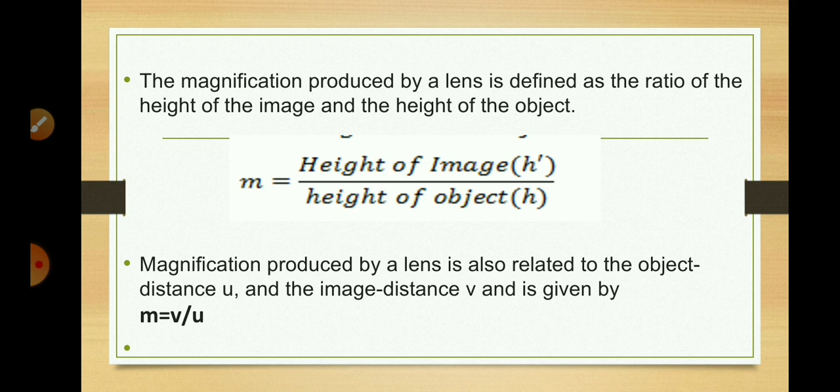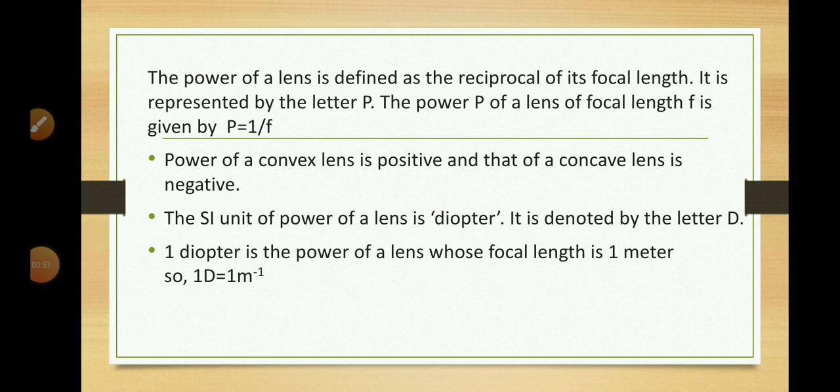See, in the lens formula there is negative sign. So in magnification, negative sign is not there. And in case of mirror formula, there is positive sign in the mirror formula and negative sign is in the formula of magnification.